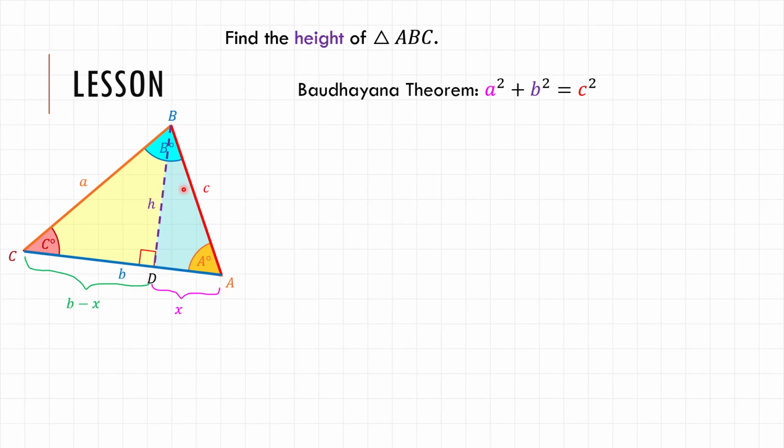So let's take a look at our triangles. This one on the right here simply looks like this. This is triangle BAD.